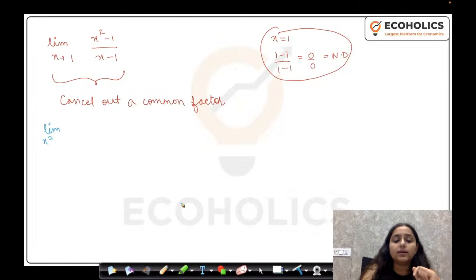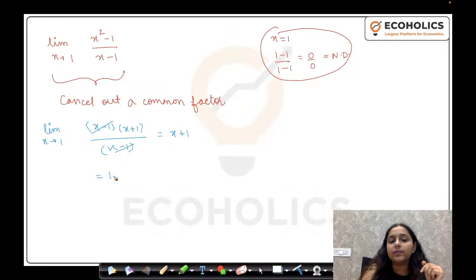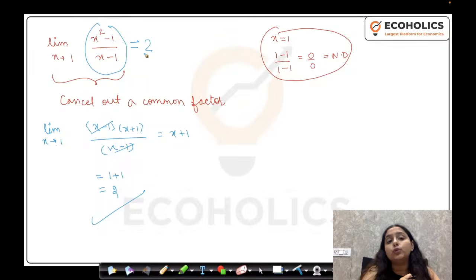Limit x approaches 1. X square minus 1, I will write as x minus 1, x plus 1. And below again x minus 1. X minus 1 with x minus 1 cancel. So x plus 1 is left here. Now if you put 1 in place of x, it will become 1 plus 1, which is 2. Now I have got the answer that this function will be closer to 2. This function will be approaching 2 when I cancel the common factor and when I take the limit.